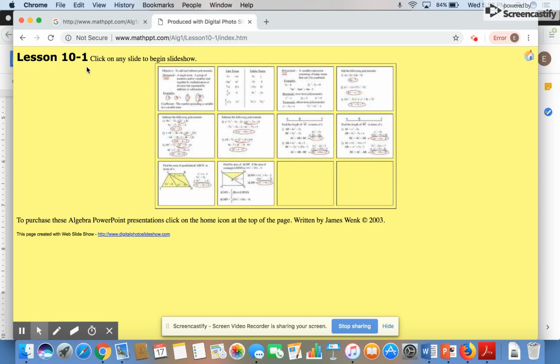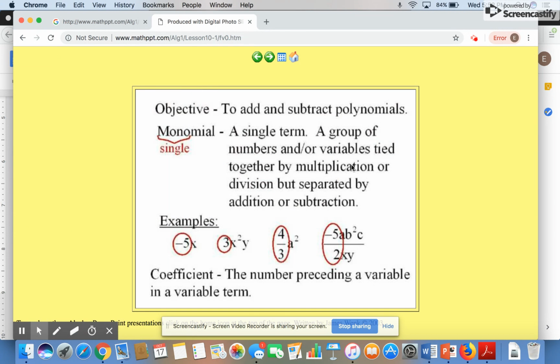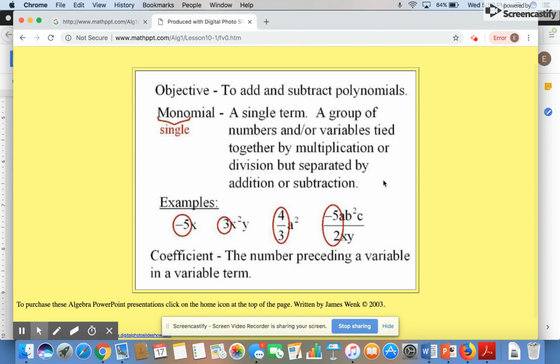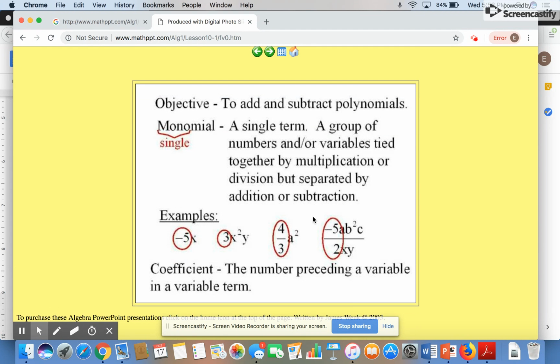Today's lesson is over Chapter 10, Section 1, and it's about adding and subtracting polynomials. So the objective is obviously to add and subtract polynomials. But before you do that, you need to know what makes up a polynomial.